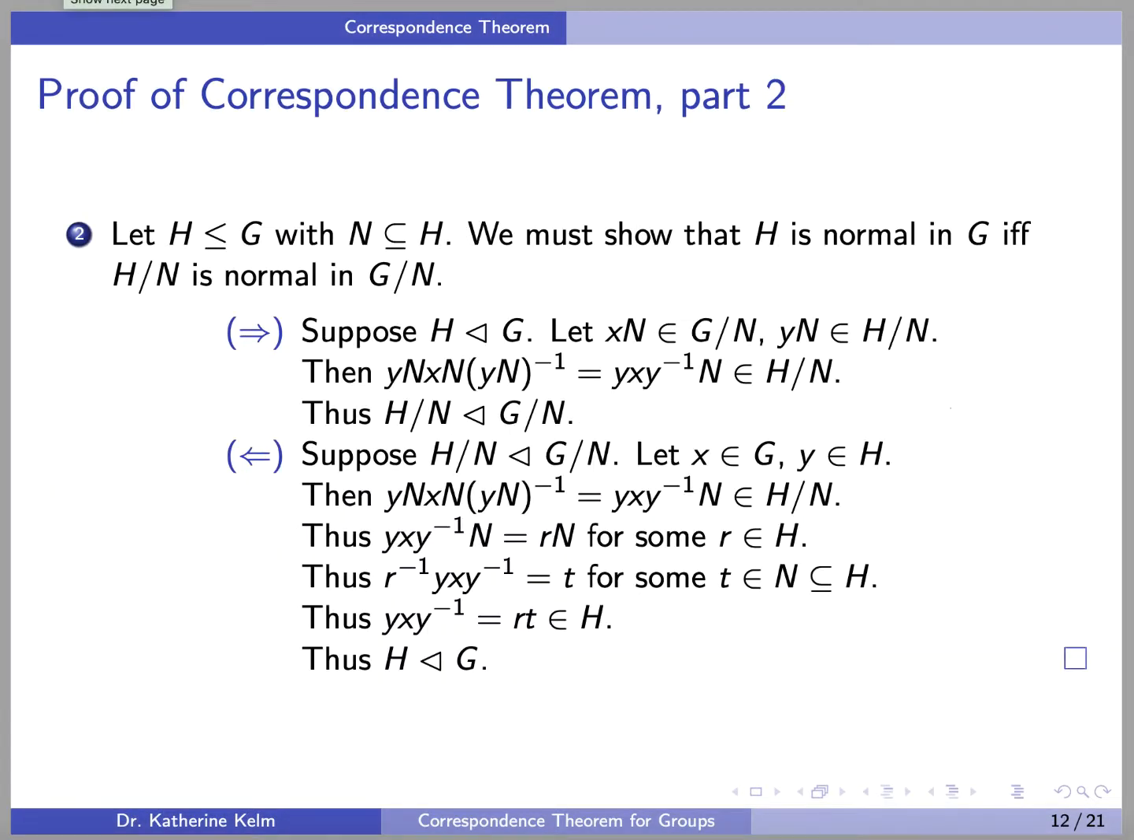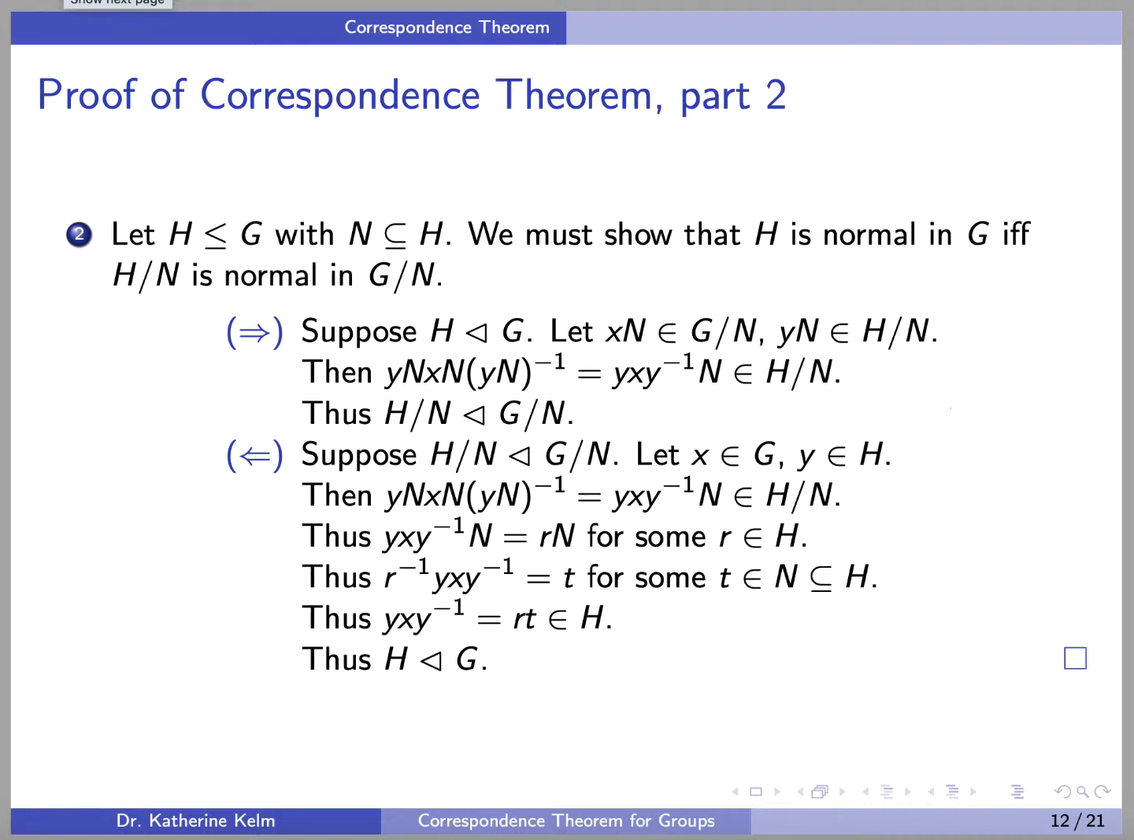Part 2, which says that normal subgroups correspond to normal subgroups. Let's prove that. So let H be a subgroup of G containing N. We're going to show that H is normal in G if and only if H mod N is normal in G mod N.